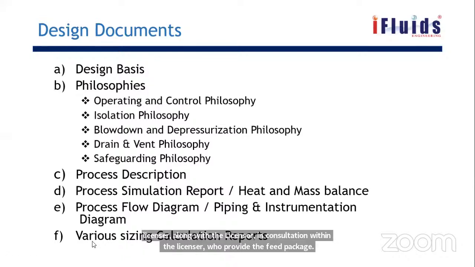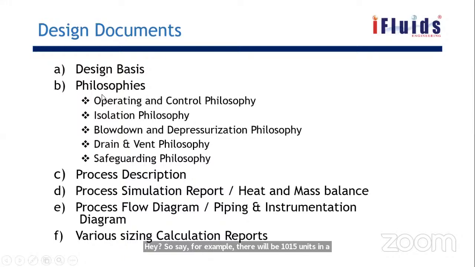So say for example, there will be 10-15 units in a refinery. All this will be done by an engineering company, a detail engineering company. That means one person will not do all the design, right? One plant, so there will be 10 teams, who will be doing different designs for each plant. So each team will be doing. All of them can take their own values, and then they can take their own margins.